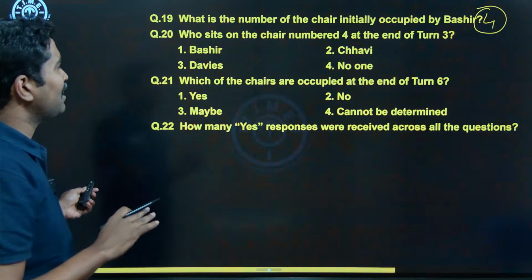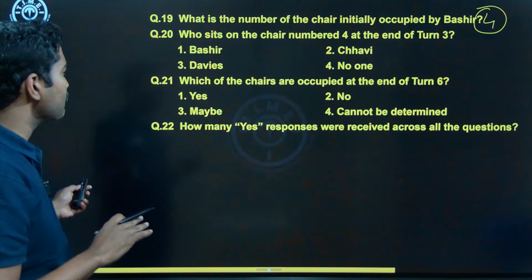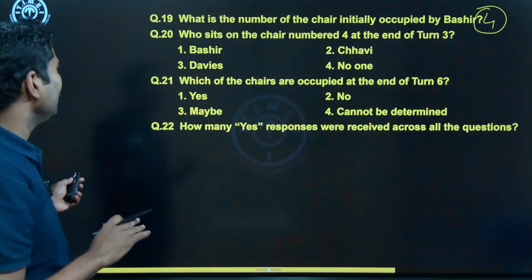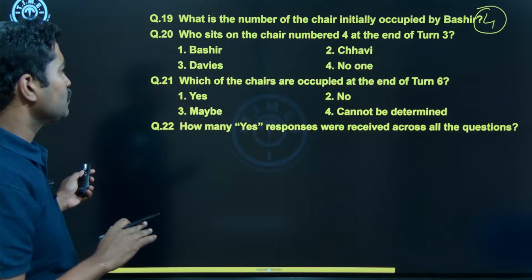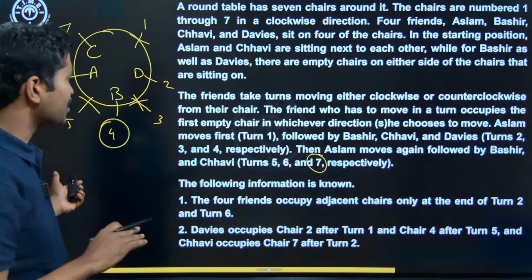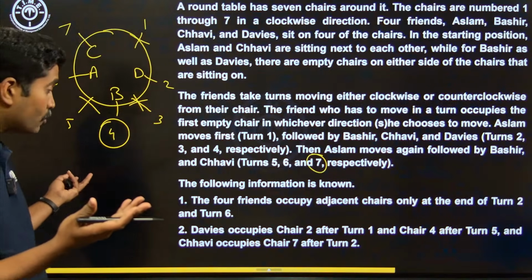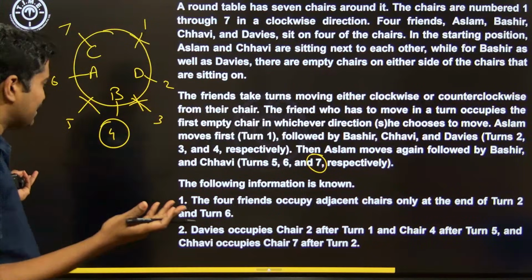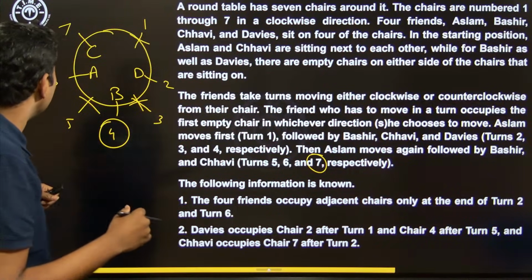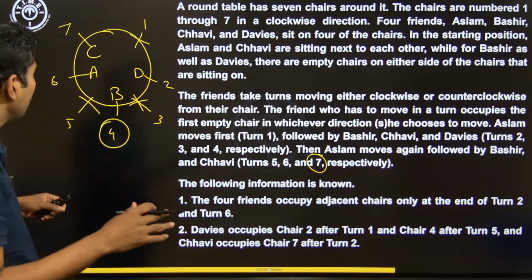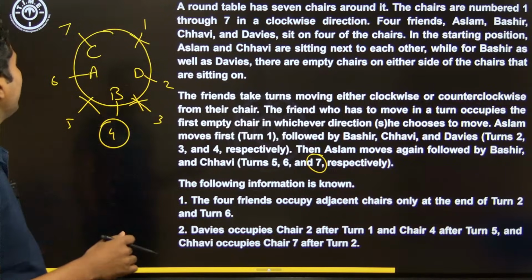Who sits on the chair numbered 4 at the end of turn 3? Turn 6. All right. So the other questions don't look very easy, but in any case, if I want to try, because I still have some time, right? I still have about 25 minutes or so with me. I would have spent some 15 minutes so far. Where is A going in his first turn?